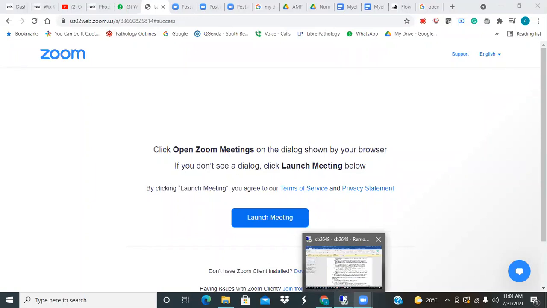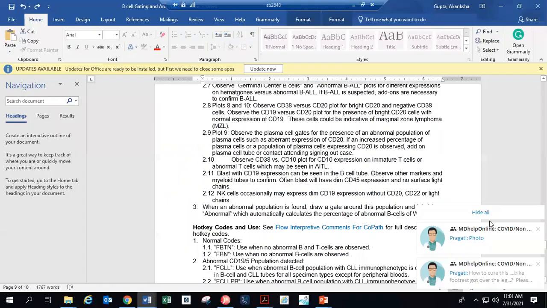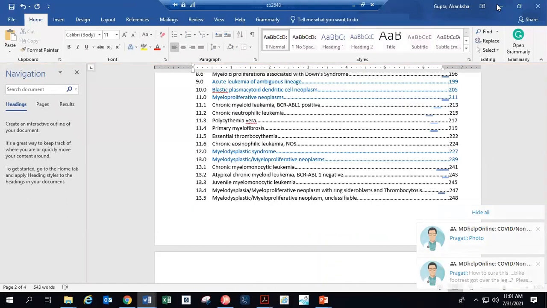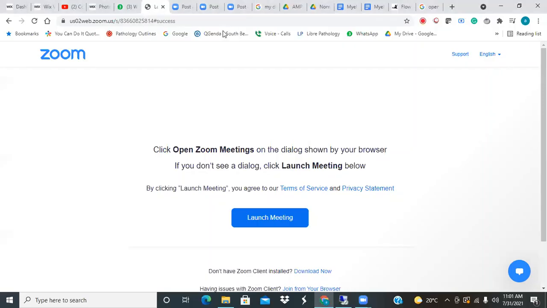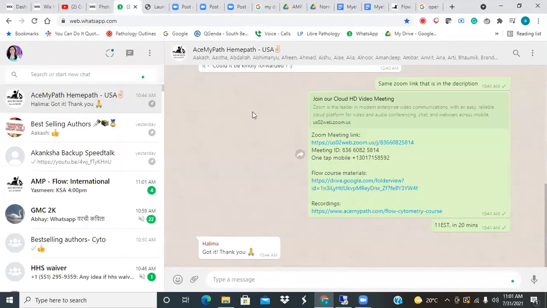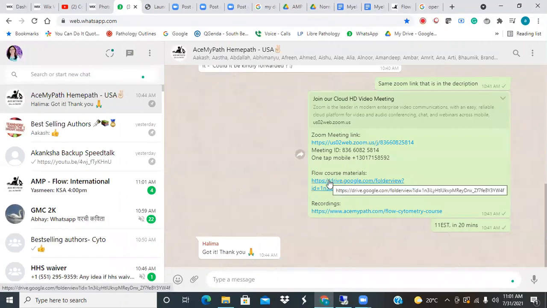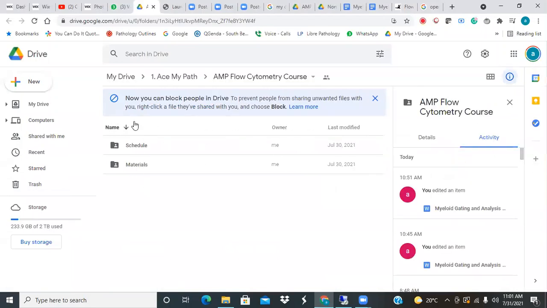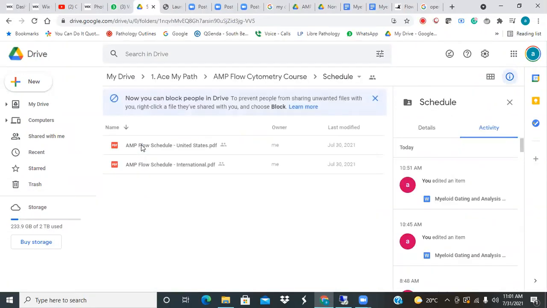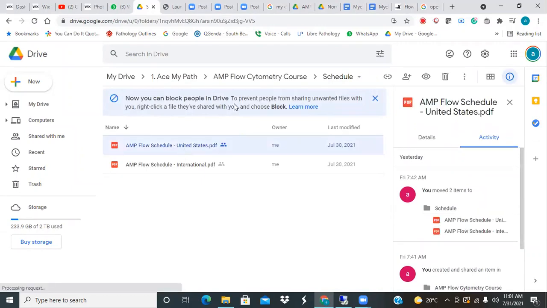Now, do we have any schedule put up? Like what are the days when you will have the sessions? Actually, it's going to be every day. Let me show you the schedule quickly. I should have shown you yesterday itself. In the HemePath WhatsApp USA group, you can see the flow course materials. Go into that and you will see the schedules and materials. Go to the schedule. That's the schedule for the United States.